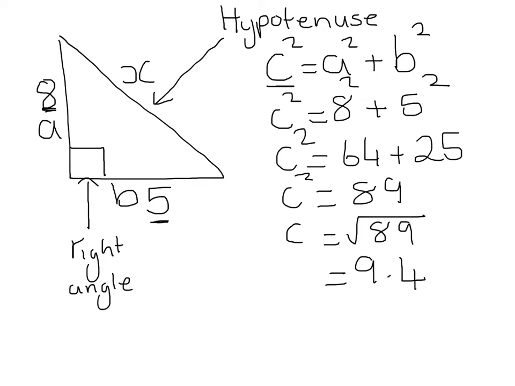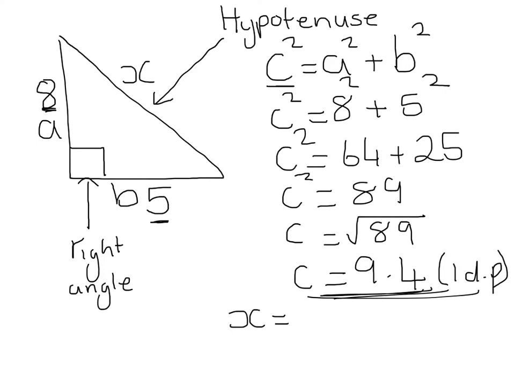And that is 9.4 to 1 decimal place. Okay, so the hypotenuse equals 9.4 to 1 decimal place. So that's what x is. Do not forget in your answer, always put what the x is. Don't leave it like this, because they want you to know that you understand x. So x is 9.4 to 1 decimal place.